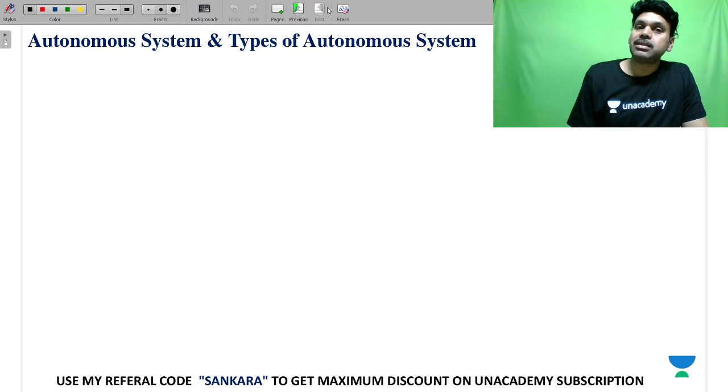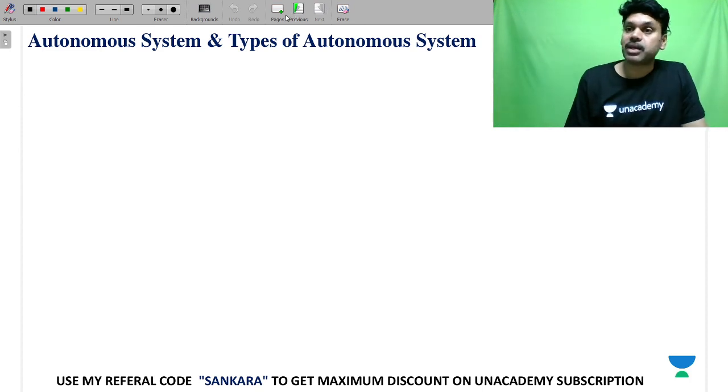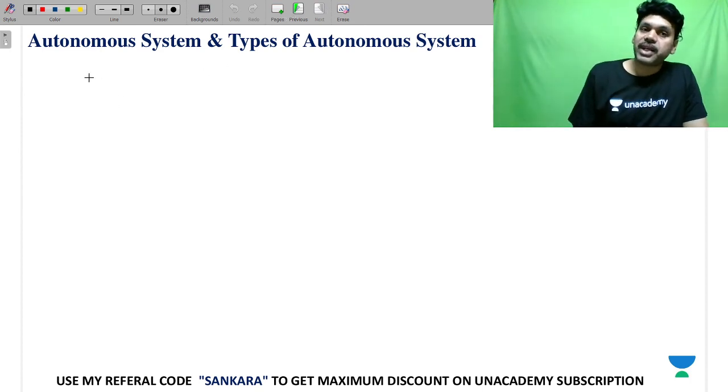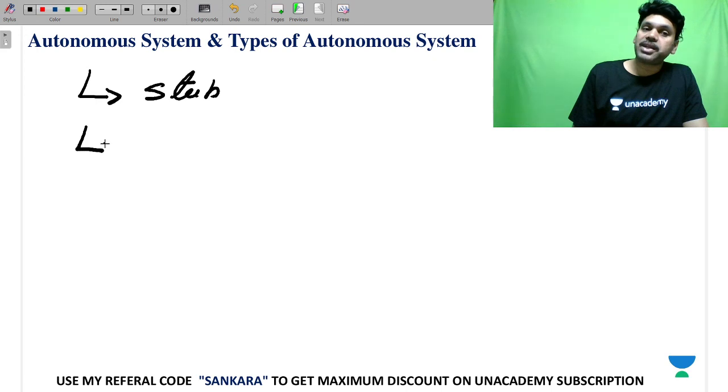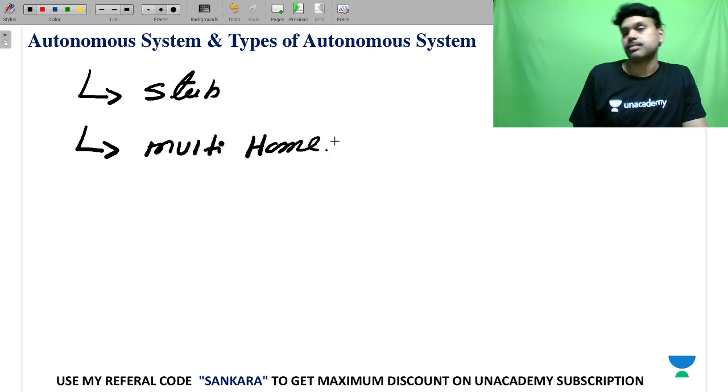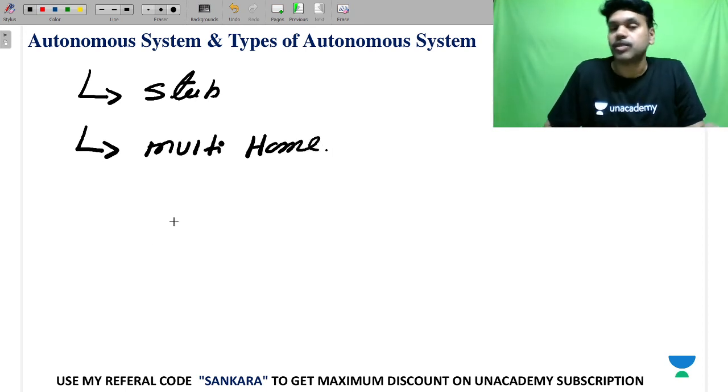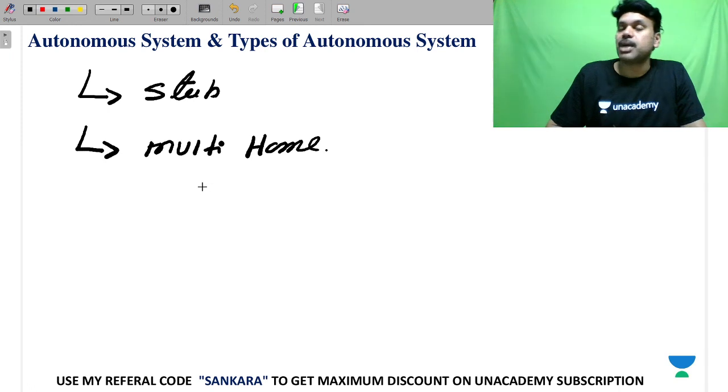Now let us learn the types of autonomous systems we have. The first variety of autonomous system is called stub. The next variety of autonomous system is called multi-home. So what is a stub? What is a multi-home?